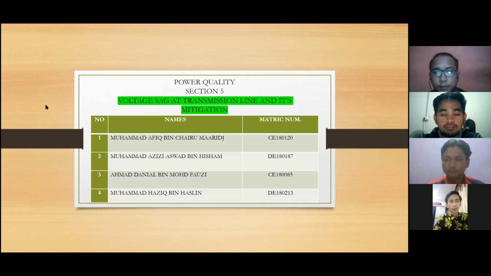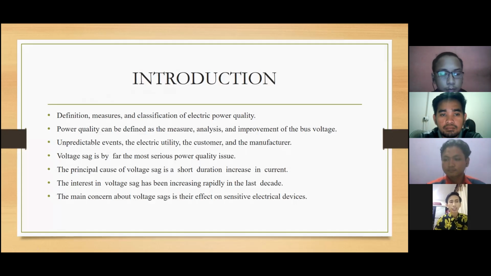Okay, so we start with the introduction. This chapter focuses on the definition, measure and classification of electric power quality as well as related issues. Power quality can be defined as the measure, analysis and improvement of the bus voltage to maintain a sinusoidal waveform at rated voltage and frequency. The main causes of disturbance and power quality problems are unpredictable events, the electric utility, the customer and the manufacturer. Voltage sag is by far the most serious power quality issue.